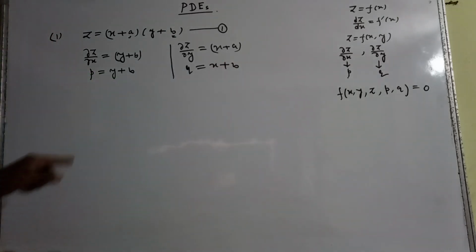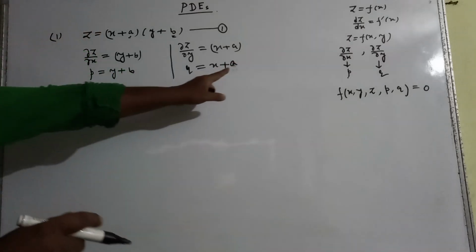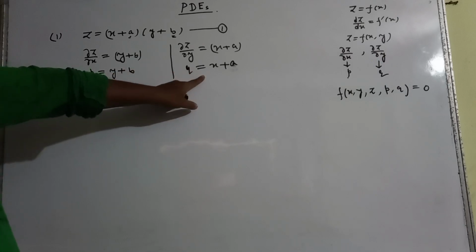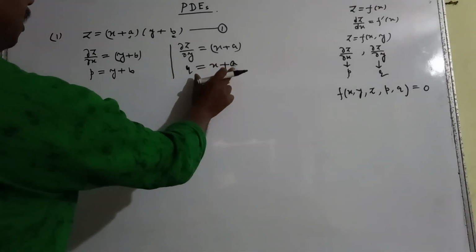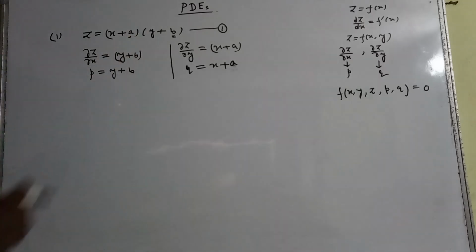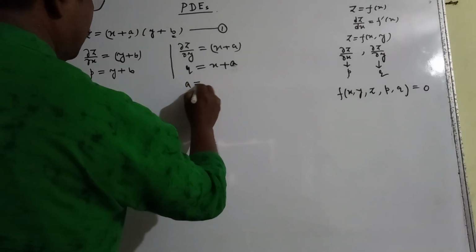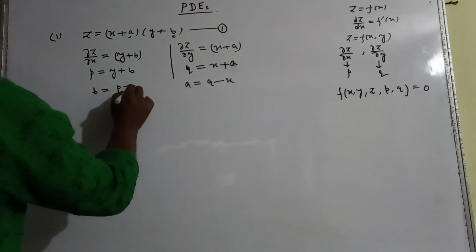Now we have to eliminate a and b from these three relations. How to eliminate? If we find a and b from these relations and substitute in the first relation, then a and b will be eliminated. From this, a equals q minus x, and from this, b equals p minus y.